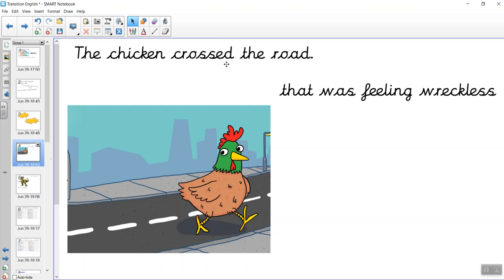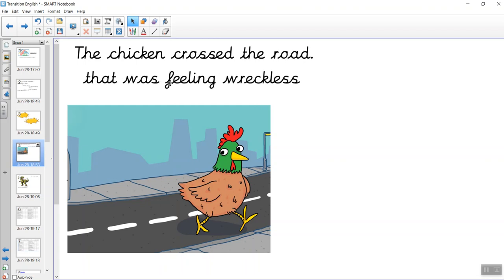The chicken crossed the road that was feeling reckless. No, this relative clause is describing the subject of our sentence, the chicken. So this relative clause wouldn't go at the end. It would slide itself in here because it's describing the chicken. The chicken that was feeling reckless crossed the road.